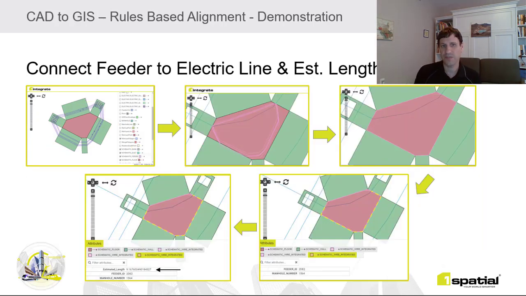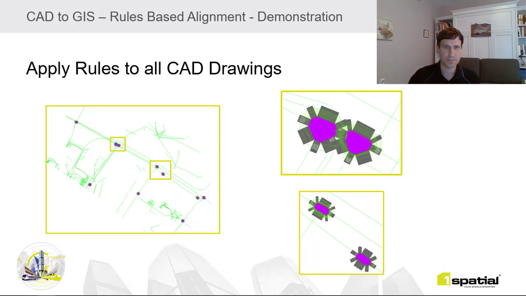Then we had to take the feeder lines and connect them to the corresponding electrical lines, but also make sure that we were aligned to the feeder lines with the manhole floors. By doing so, we can calculate the number of times the feeder wraps around the manhole and estimate the length of each feeder line.